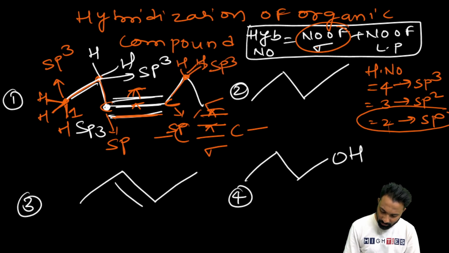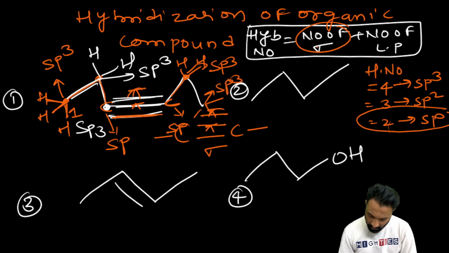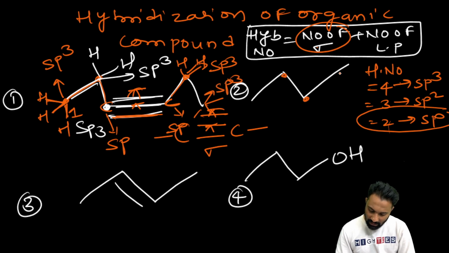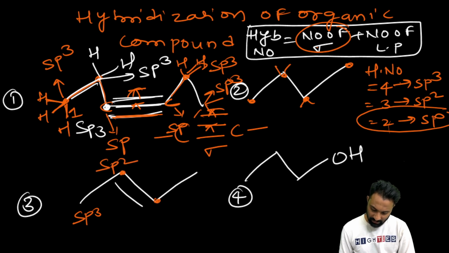Now here this carbon is sp3, because here the hydrogen, here the hydrogen. Now here the 3 hydrogens. Here this will be sp3. Now here, all the carbons are which hybridization? sp3 hybridization only, because all are single bonds. Here 2 hydrogens, here 2 hydrogens, here 3 hydrogens. Now comes here. Here this is sp3, this is sp2, this is sp2, this is sp3.